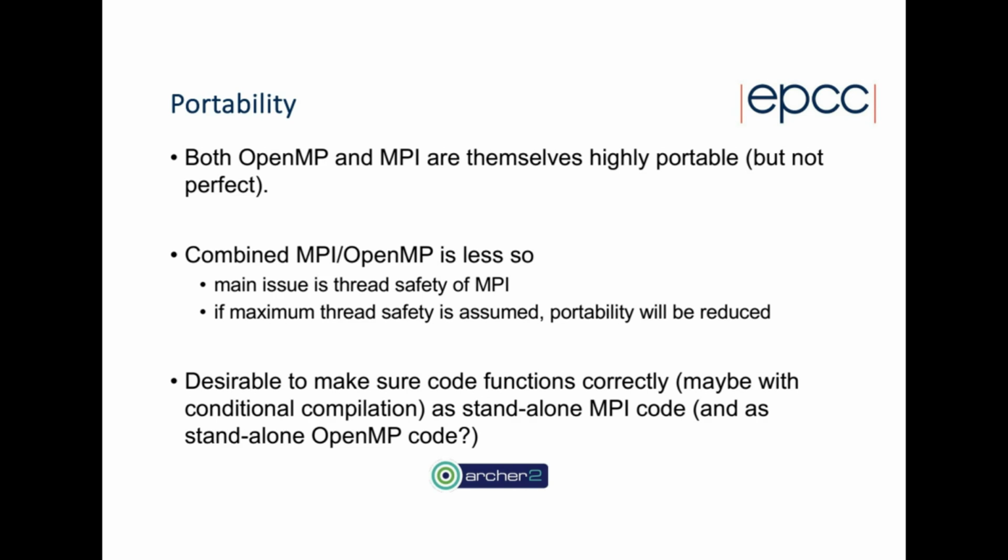So it's probably desirable, at least, to use the features in OpenMP that allow you, possibly with conditional compilation, to make sure that the code will also still function correctly as a standalone MPI code. And maybe in some cases as a standalone OpenMP code as well. So the ability might be useful in some cases to say, okay, let's just turn off all the MPI and run it as a pure OpenMP simulation.